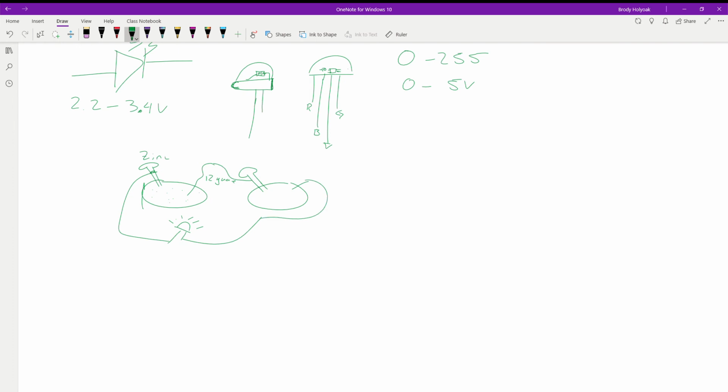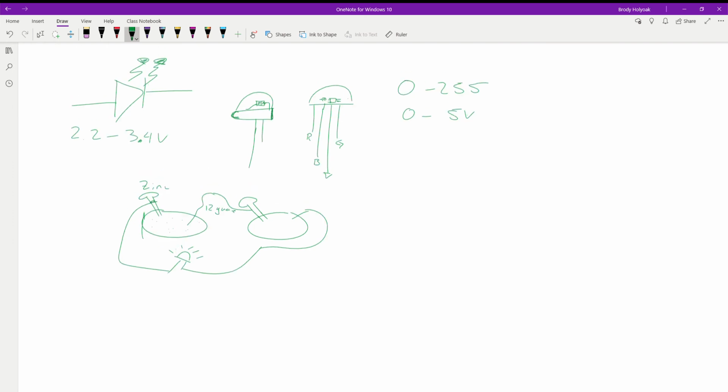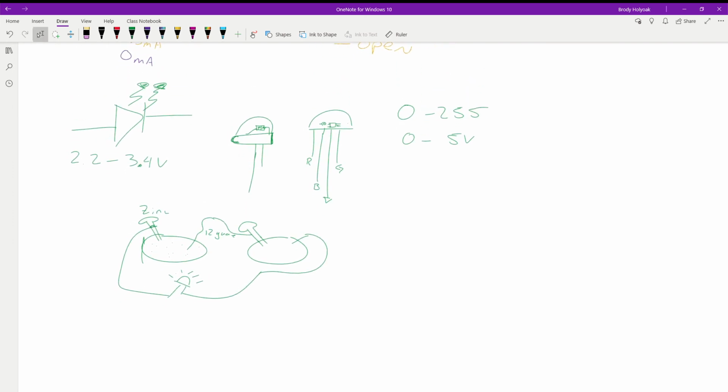Okay. 3 potatoes, you'd have about 2 volts. Parallel potatoes, you'd get more current, but not voltage. But either way, the idea is, like I said, the LED is used as an indicator.